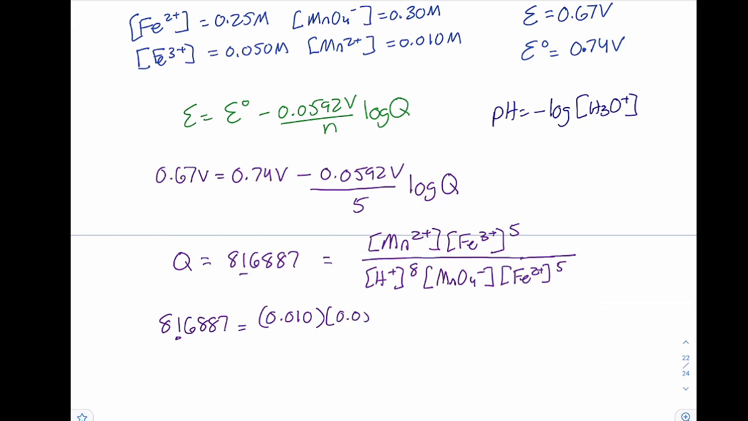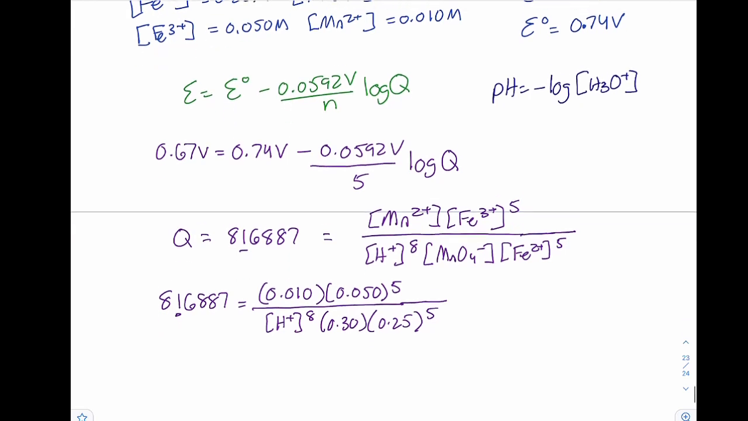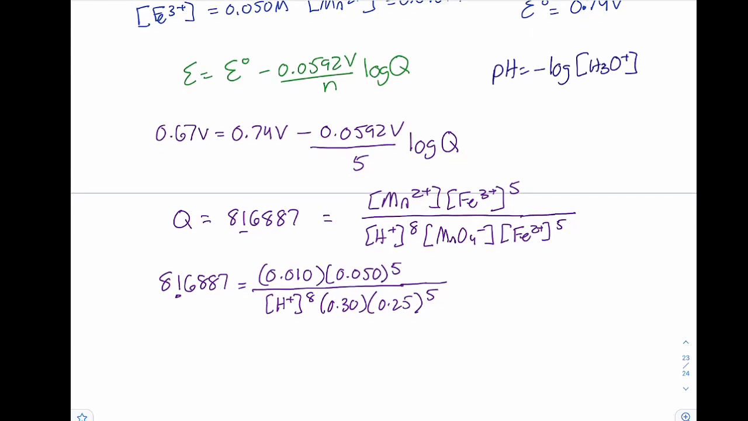Concentration 0.050 raised to the 5th power over my unknown raised to the 8th power, multiplied by 0.30 and 0.25 raised to the 5th power. So now that I've got everything plugged in, I'm going to grab my calculator. So just do be careful on the math on this.